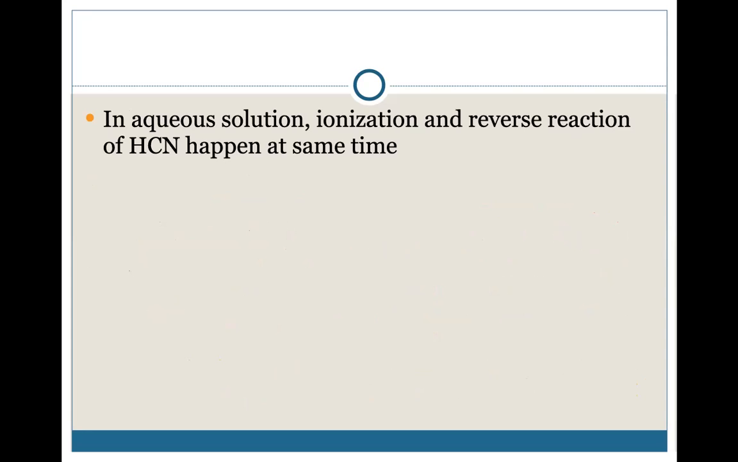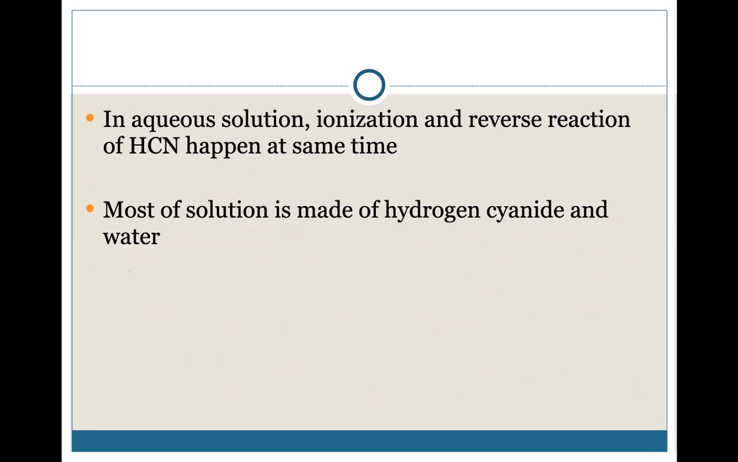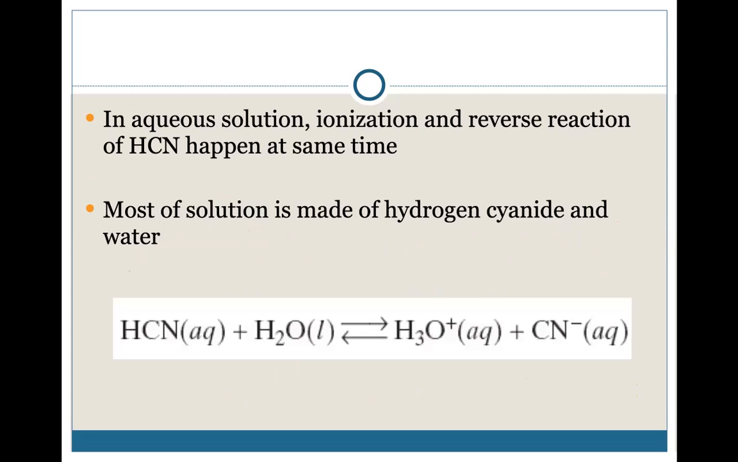Okay, so in an aqueous solution, I guess I'm going to use hydrocyanic acid as the example. The ionization, which is the forward reaction, and the reverse reaction of HCN happen at the same time. So most of the solution, when equilibrium is reached, is going to be made of hydrogen cyanide and water. Hydrogen cyanide, which is this. So again, you've got that double arrow that immediately tells you that it is a weak acid because it does not ionize 100%. It doesn't ionize 100% because you have the reverse reaction happening as well.